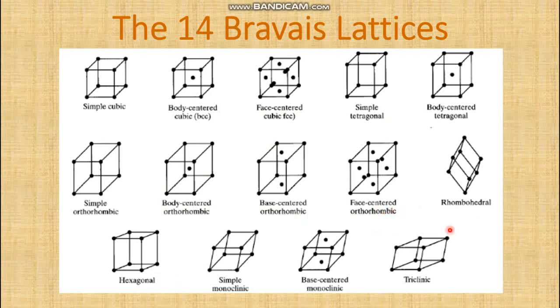Rhombohedral: it is not called simple because all the others except simple are not available, so you can simply say rhombohedral. Hexagonal. Simple monoclinic and base-centered monoclinic, because there are 2 types of monoclinic, so you have to mention whether it is simple or base-centered. And finally only one available, triclinic. So these are the 14 Bravais lattices.